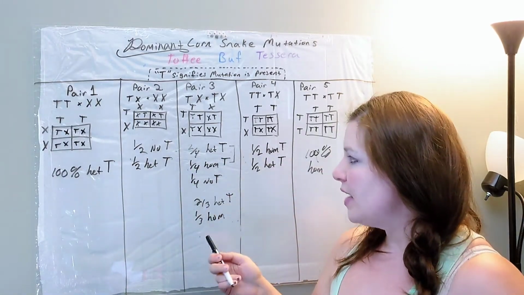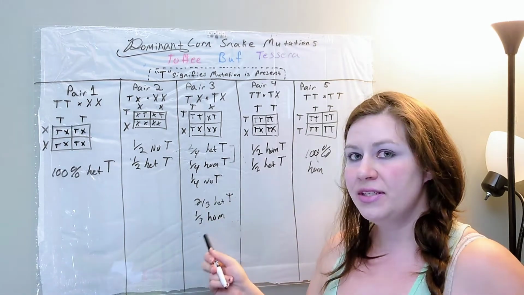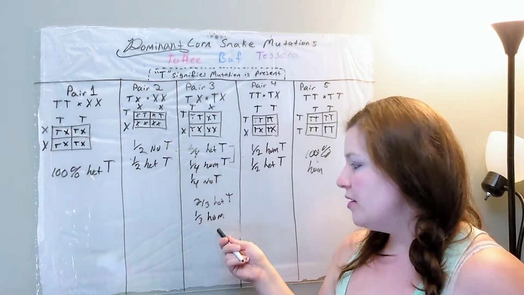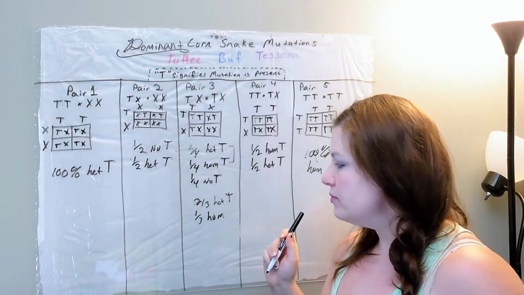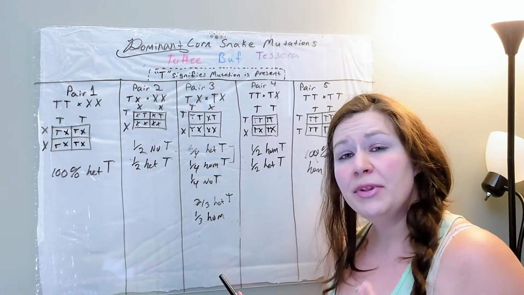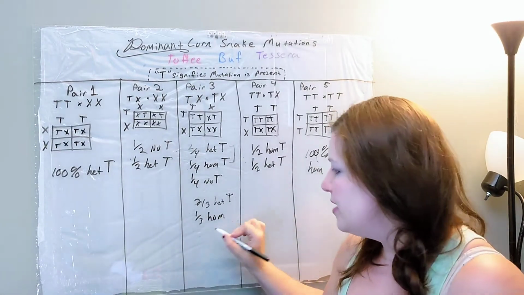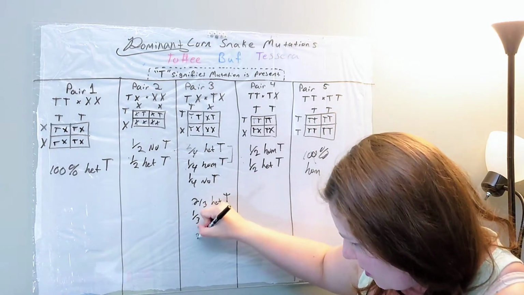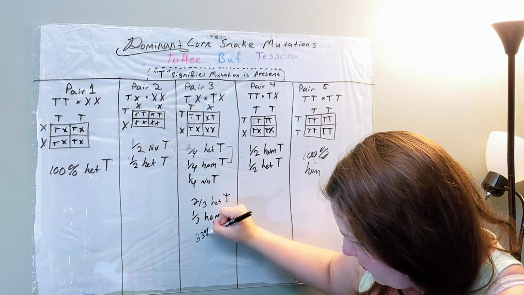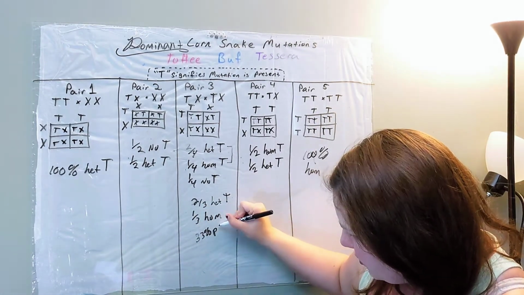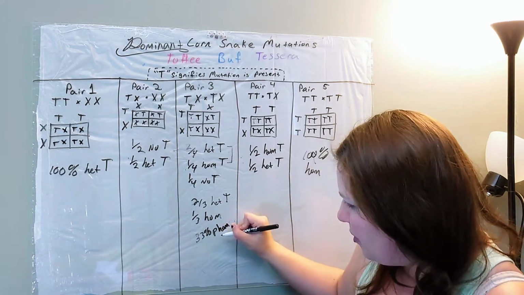In this case, we know that of all of the tesseras in here, 1 out of 3 is homozygous. So when you are labeling the babies, you can label them as, oops, my pen is not working today, 33% possibly homozygous, P-home, tessera.